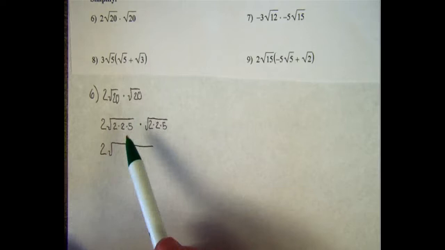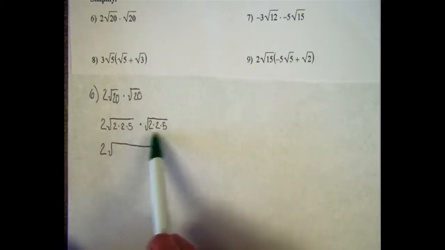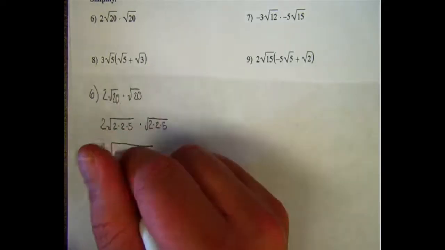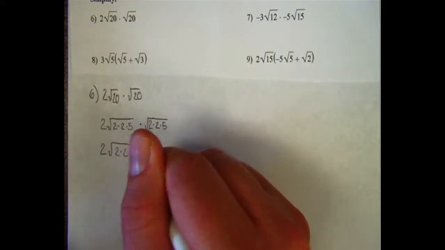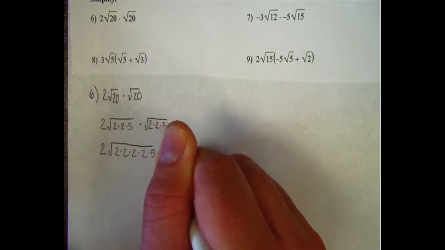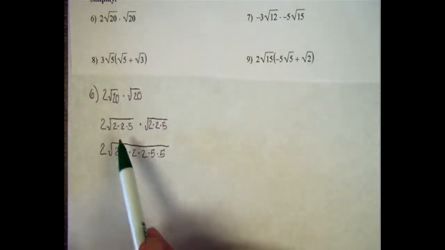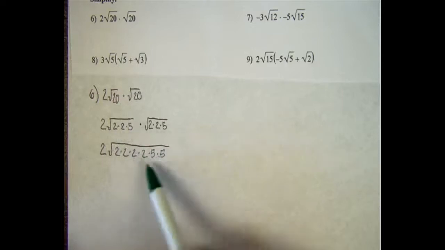But since I'm going to want to simplify this, go ahead and think of multiplying all of these together, and I'm just going to rewrite to get everything next to each other. It's 2 times 2 times 2 times 2 times 5 times 5. So notice that just contains everything that was under there. We had 4 2's and 2 5's.